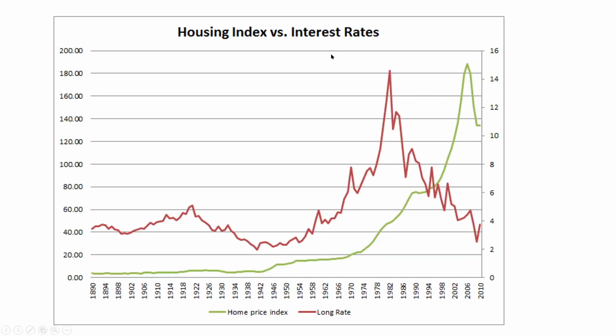This is the housing index versus interest rate. I get a lot of questions on interest rates and house prices. If you look at the 40s, 42 was the bottom here. We started heading on up. So did home prices. Home prices go up and lead interest rates.